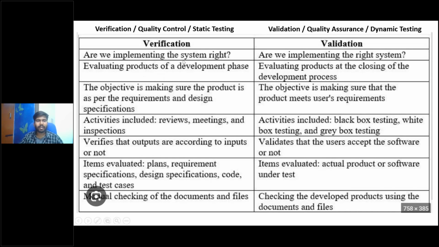In verification, we are checking: are we implementing the system right? Whereas in validation, we are checking: are we implementing the right system? These two statements make the sense. In the second one, we are just ensuring whether whatever we did is right or wrong. Validation gives us more confidence when compared to verification, because once the verification happens, only then can we go to the validation of the particular software.